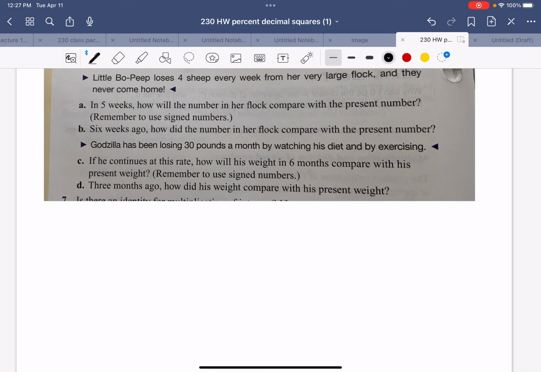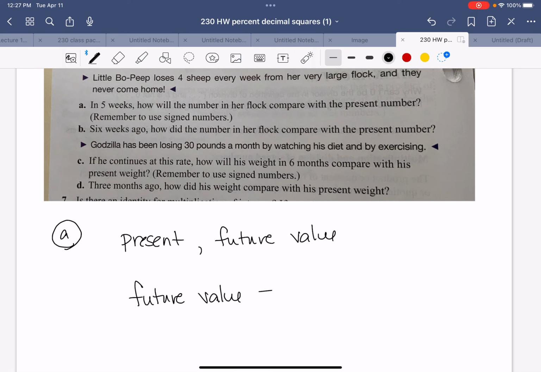So for part A, you're going to talk about her present value and her future value. Okay, so the future value is equal to, or let me take out the word value. We'll just use future. So future is equal to the present number plus the change, right? Whatever that change is going to be. And we'll use signed numbers to account for loss.